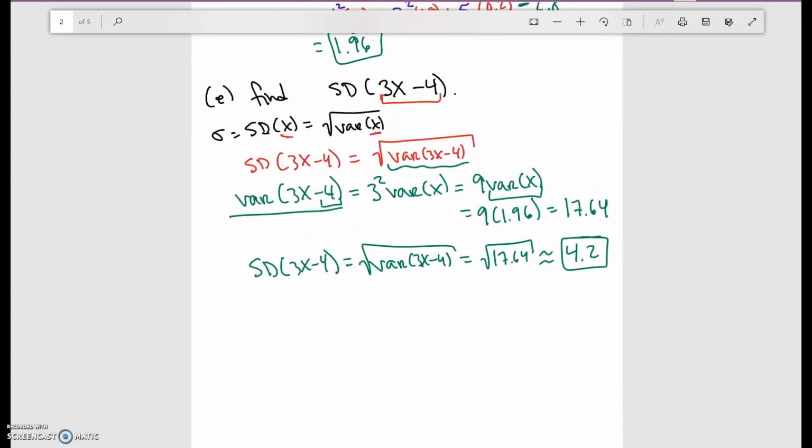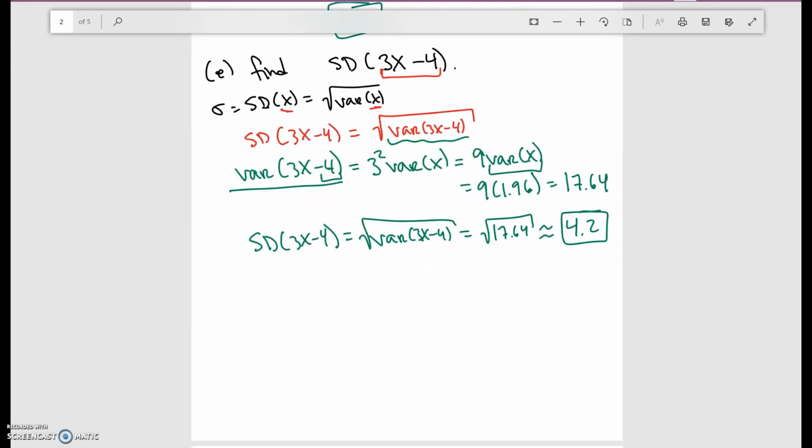All right, so I will do another problem that's a little bit more involved with the standard deviation, but hopefully this helped clear up a couple things.